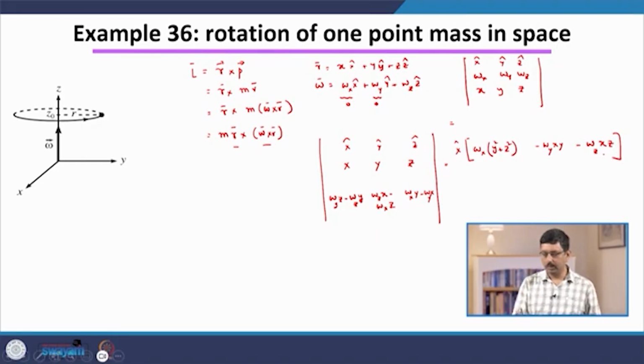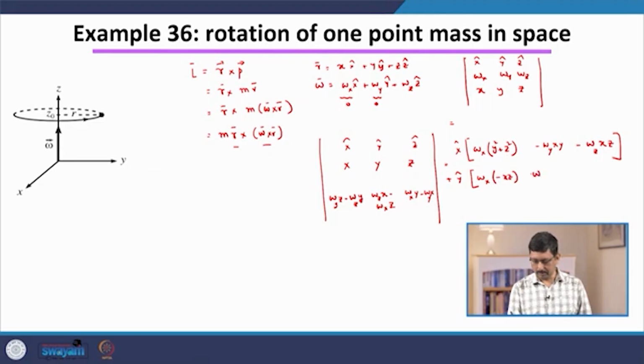I wrote it organized in this way to show you some deliberate pattern in the terms. So, this first term is omega x times something, second term is omega y times something, third term is omega z times something, and let us see if the same pattern we guess should hold for the other components as well. So, let us check that. For the y component, this times this minus this times this. So, the omega x terms will contain a minus x z.